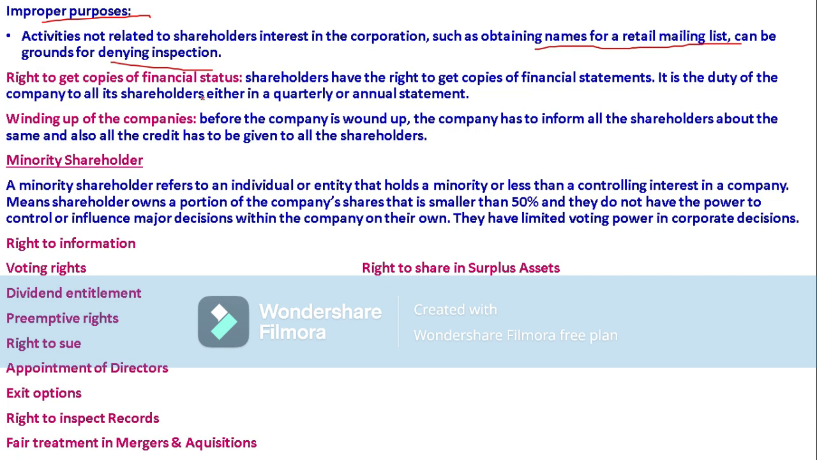Coming to the right to get copies of financial status. The right to get copies of financial status means shareholders have the right to get copies of financial statements. It is the duty of the company to send the financial statements of the company to all its shareholders, either as a quarterly or annual statement. Okay, so definitely they have to receive the company's financial status. Why? Because they have invested their money in the company. So they have to know what is going on in the company. Is the company in a profitable position or not?